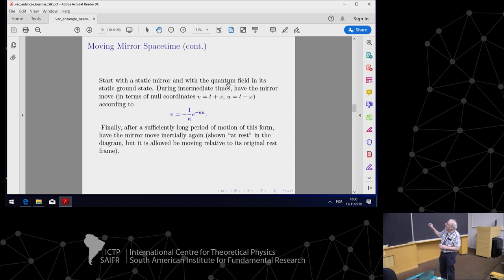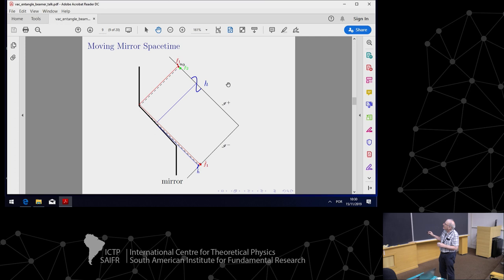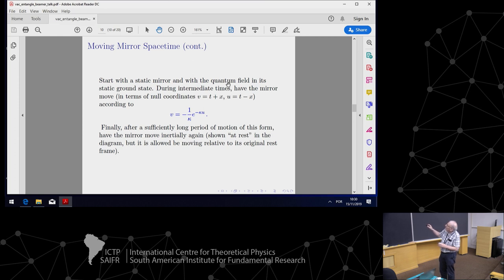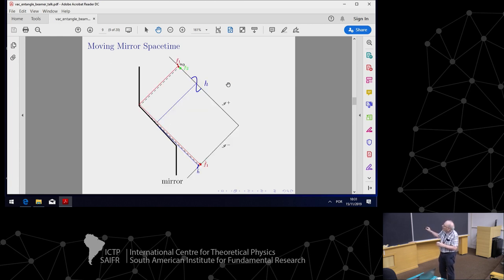But I'm going to then have the mirror move, and I'm going to have it move on this trajectory for some possibly very long period of time. That's up to me. And then I'm going to have it move inertially again, as I've already shown you. Now, the additional thing I can put in here is that when it's moving in this manner, it's going to asymptote toward the null line V equals zero, which I've shown here in this dotted line. So what I am going to demand is that by the time this dotted line actually hits the mirror trajectory, you can't see it here the way I've drawn it, the mirror has become inertial again.